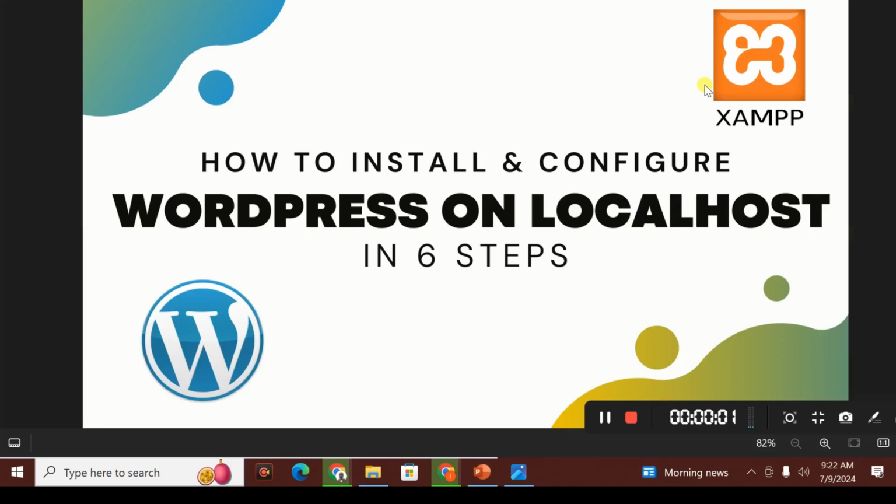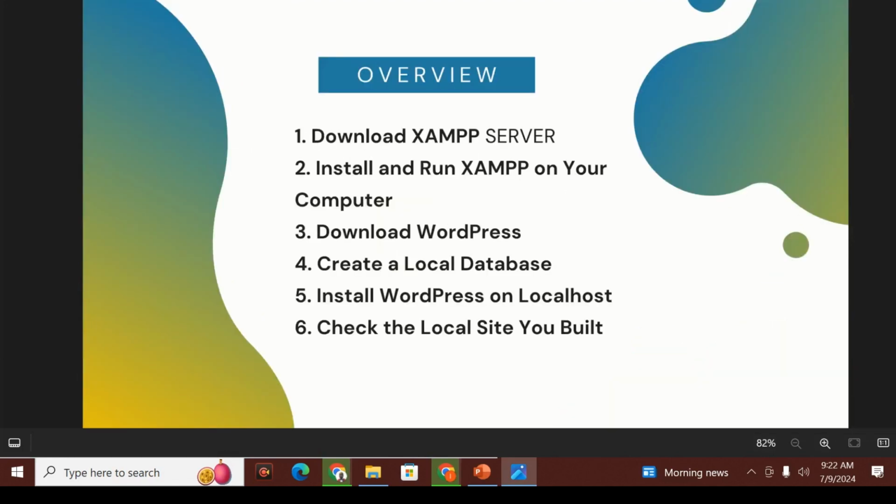Well, today I'm going to show you how to install and configure WordPress on your localhost. So allow me to introduce these 6 steps which we are going to be following. The first step is downloading XAMPP Server. After downloading XAMPP Server, you go ahead, run and install it on your computer.